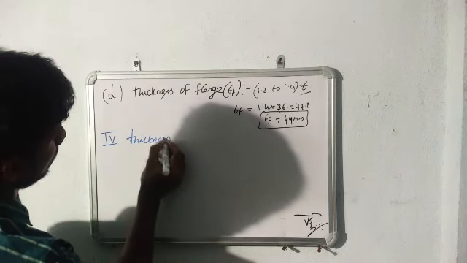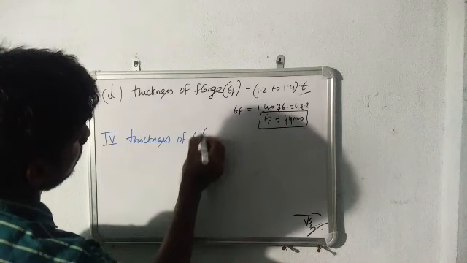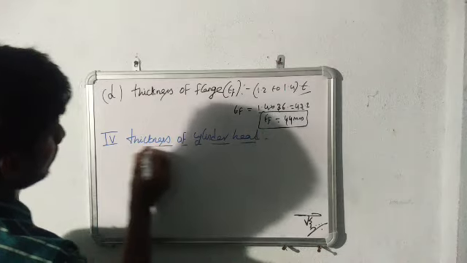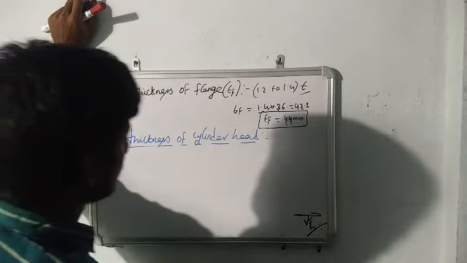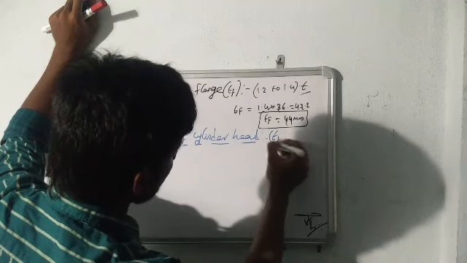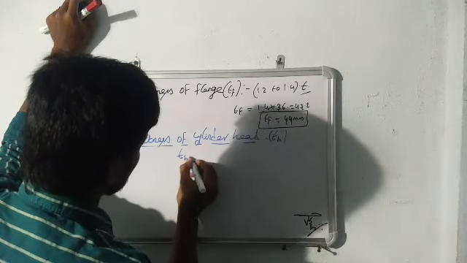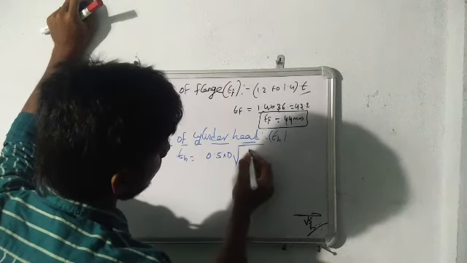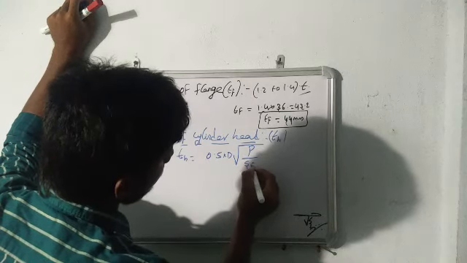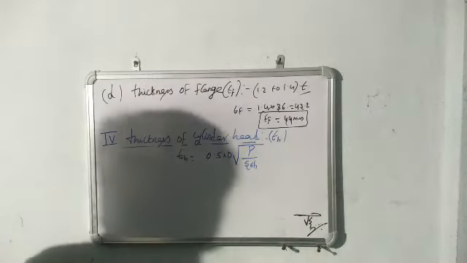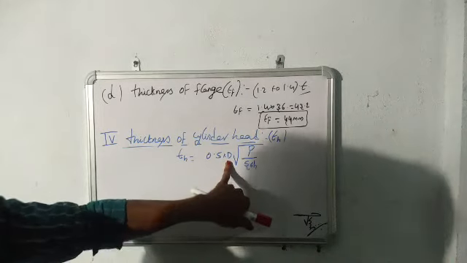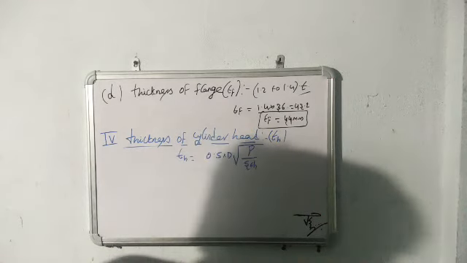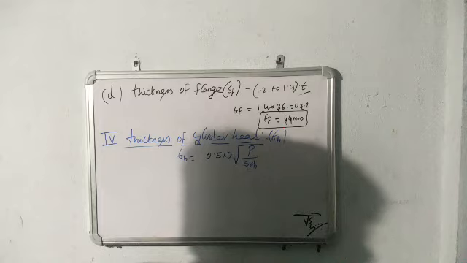Thickness of cylinder head. It is denoted by T suffix H. So the T suffix H is written as 0.5 times D into root of P over S suffix T H. Here D is the diameter of the cylinder, we know that value, and P is the maximum pressure. We are considering that maximum pressure between 9 to 10 times the mean effective pressure.